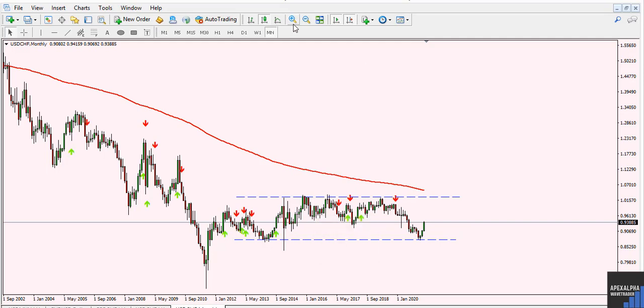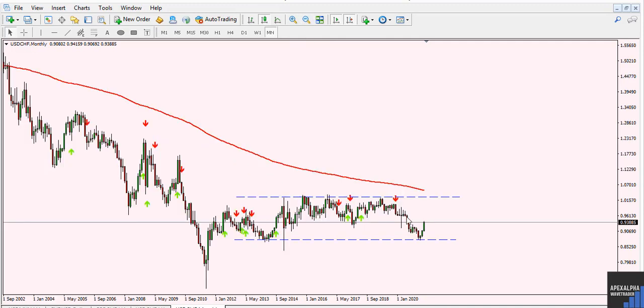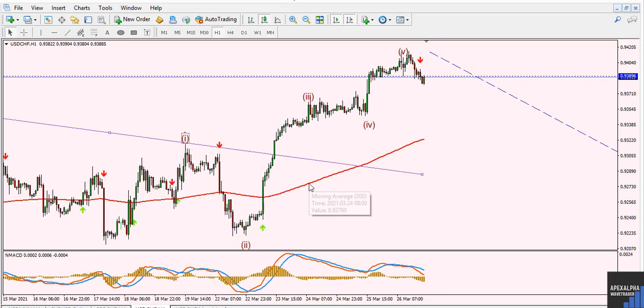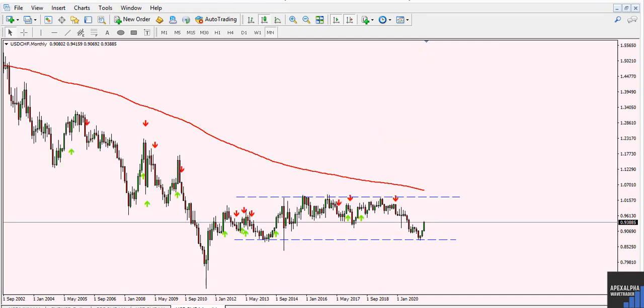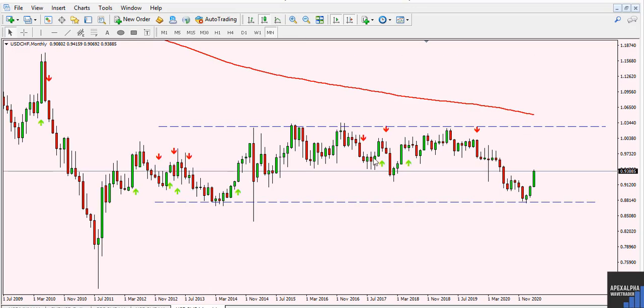Now let's look at this channel properly. By the way, you can see there's no indicators on here except the 200 EMA, and for the other charts I'm using the 200 EMA and MACD indicator. All right, so let's look at this chart properly. You can see here we've been in this channel for quite a while, from somewhere around 2011 up till now, so we're talking about 10 years.